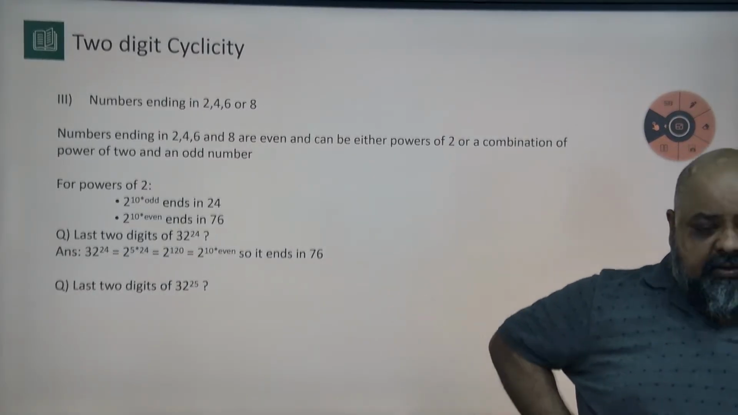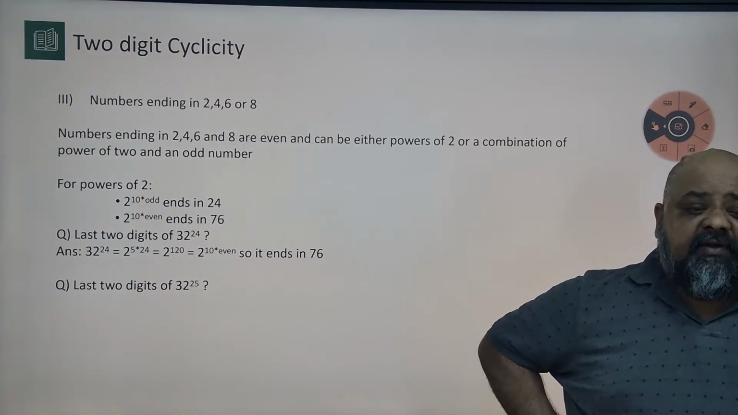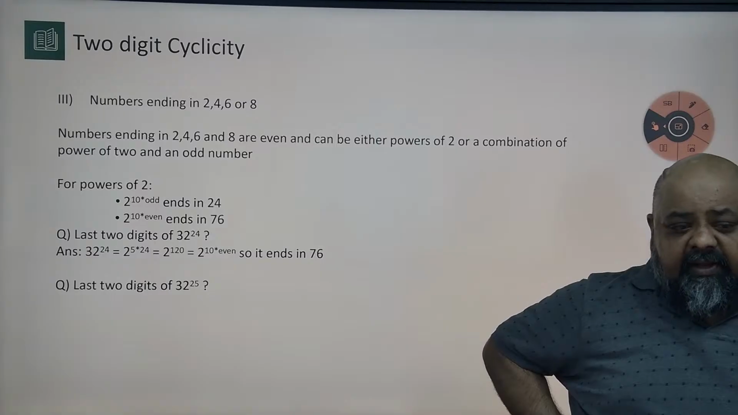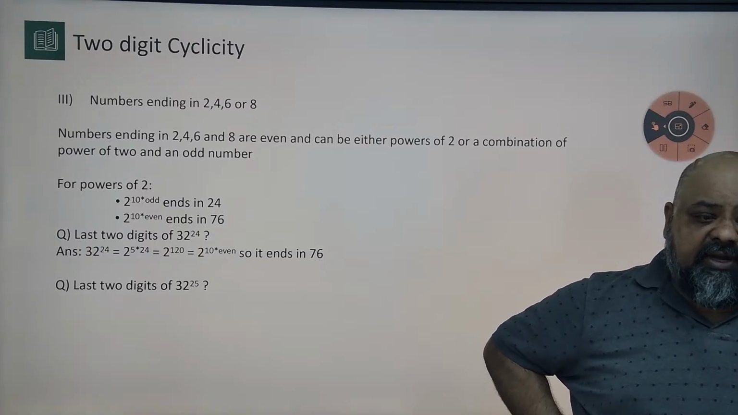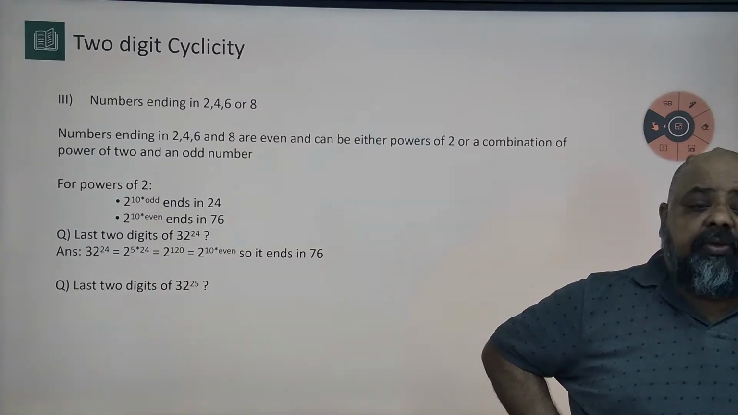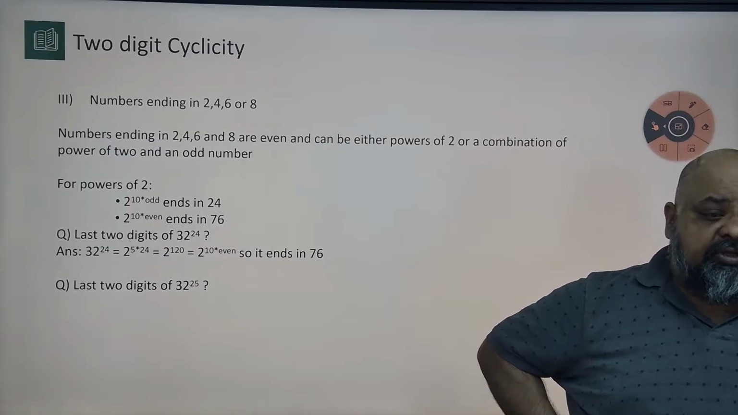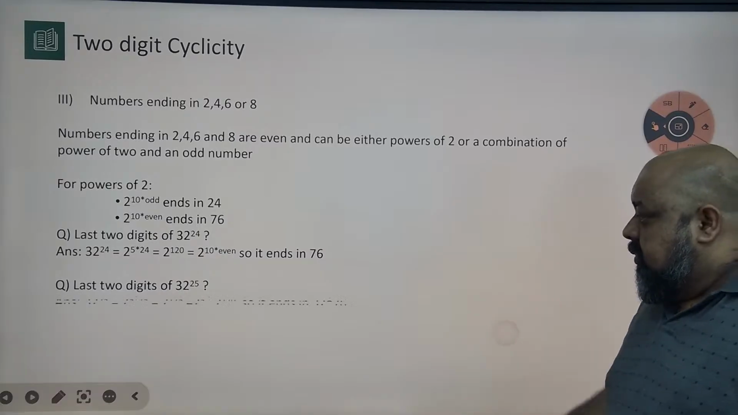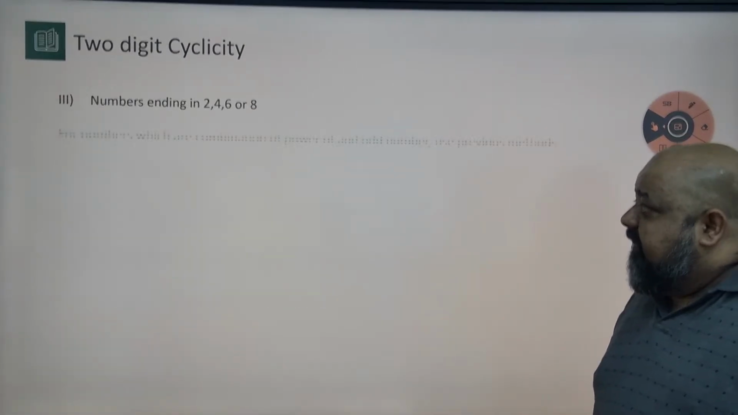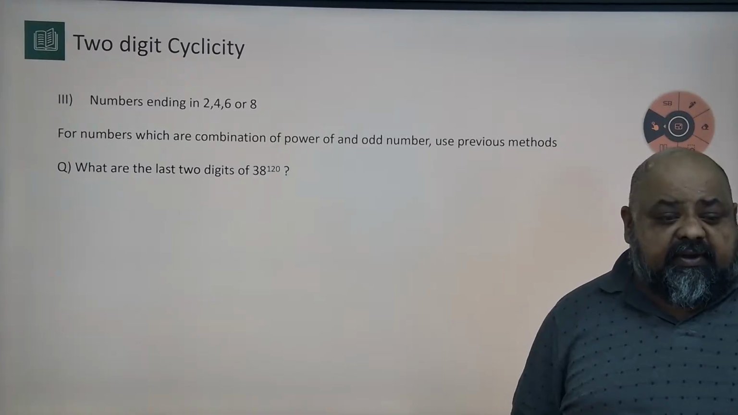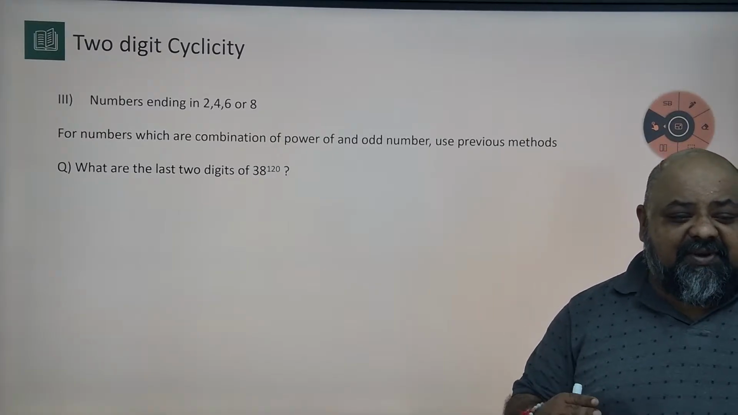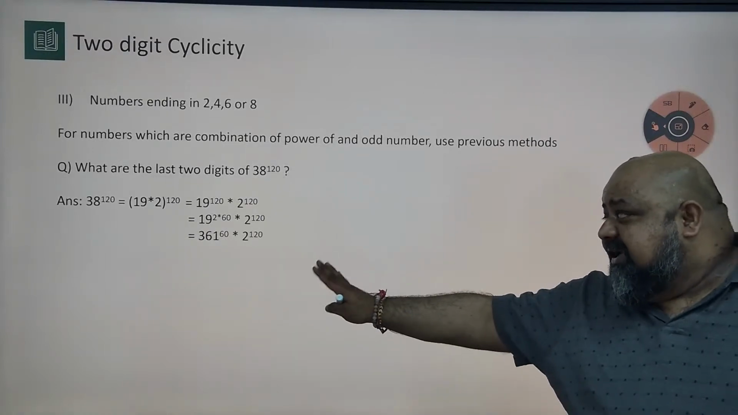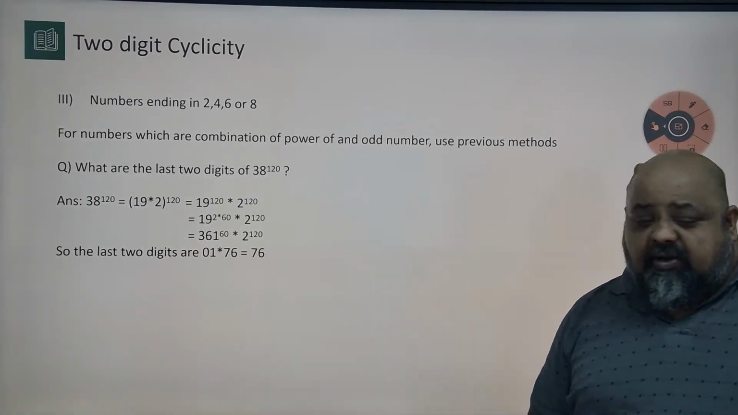So for numbers ending in 1 and 5, we were multiplying. For numbers ending in 3, 7, 9, we converted them into 1. For even numbers, we look at 2 raised to power 10 into even being 76, and 2 raised to power 10 into odd being 24. If at all you come across a question like 38 raised to power 120, so 38 is 2 into 19, so 2 raised to power 120, 19 raised to power 120. Find them separately and multiply. Again, this is just a calculation question, so I'm not getting into it. I know how to calculate.